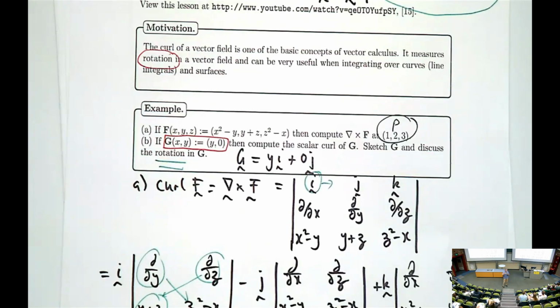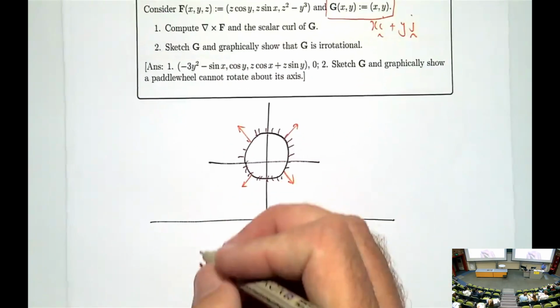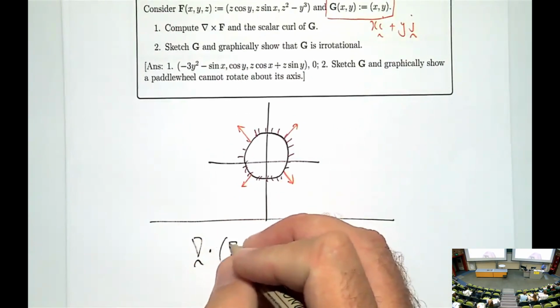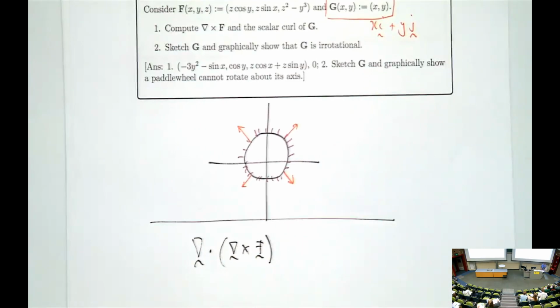Calculate them. Now, somebody was talking about the scalar triple product. Can you combine these things? Yes, you can. How about this? How would you pronounce that? Div curl F. So you take the curl, you get a vector, and you take the divergence of that vector. What about this?